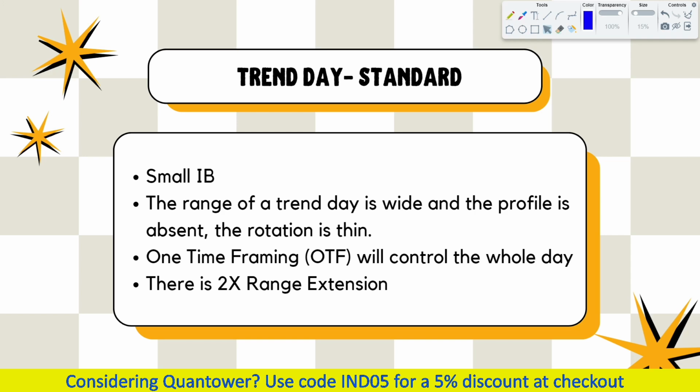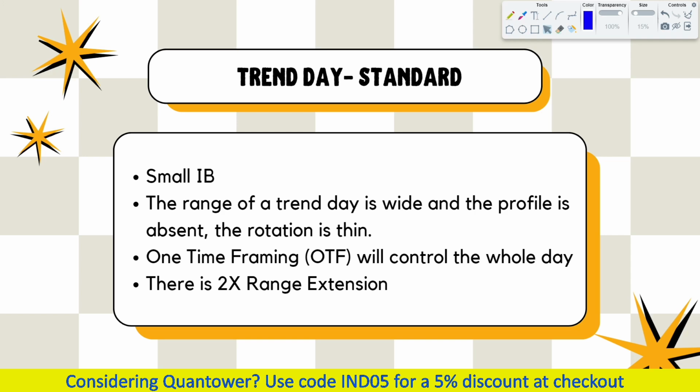Now coming to the 2x range extension. If you see a normal day, we used to have no extension, or to some extent, in a few cases up to 50% extension. Above 50% we will not consider it a normal day, that's another scenario, but up to 50% we have extension in the normal day. Now coming to normal variation day, we have 1x range extension, that is 100%.